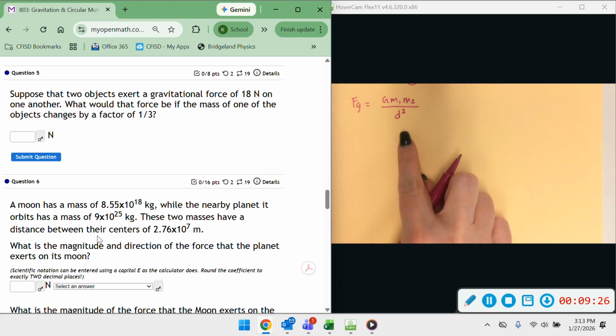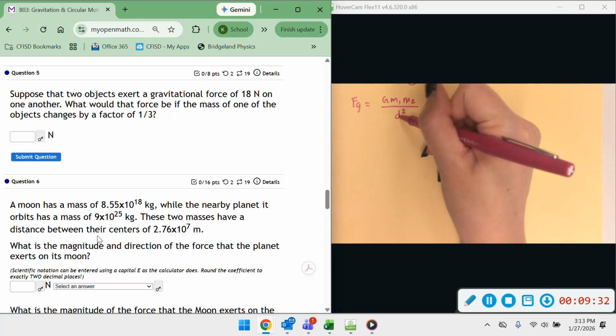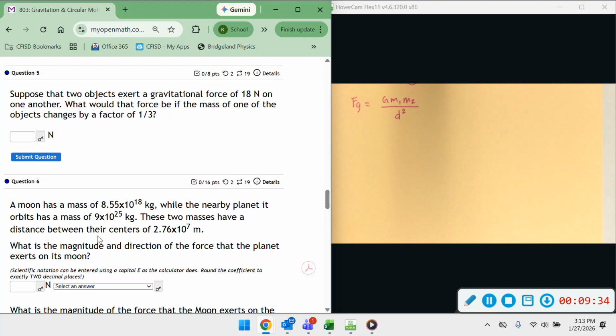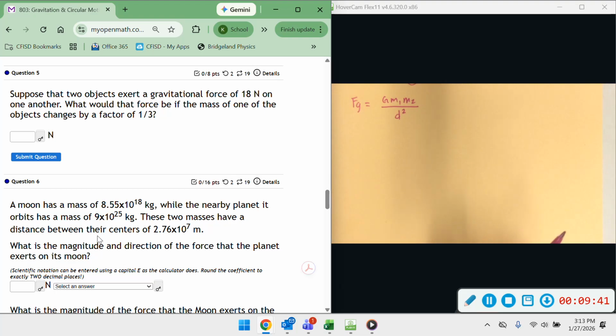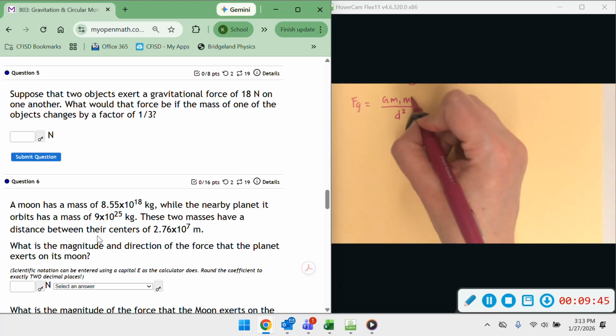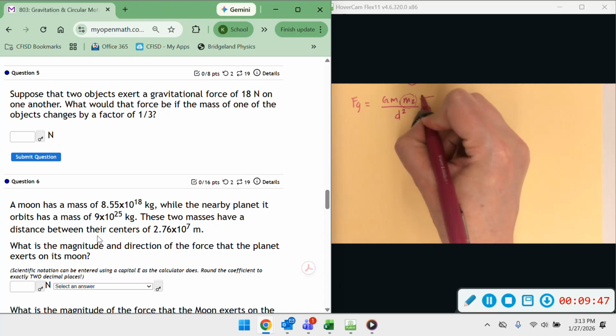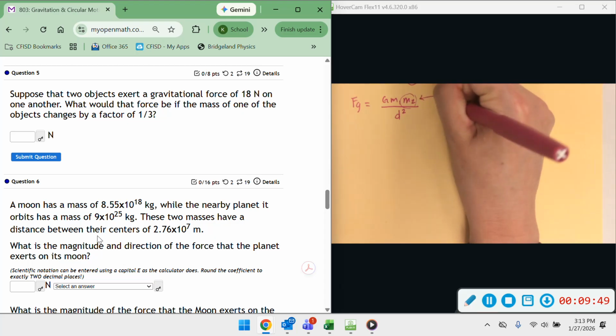And if you want to write r down there instead, by all means, please do so. Distance of separation happens to be the radius of an orbital path if you're dealing with that, or the radius of a planet if you're on the surface. So sometimes there's an r here. There was in our notes. All right, this one is asking if the mass of one object, so it doesn't matter which one, pick one. Let's say that is 1/3 as much.